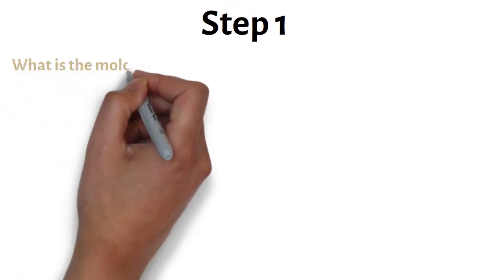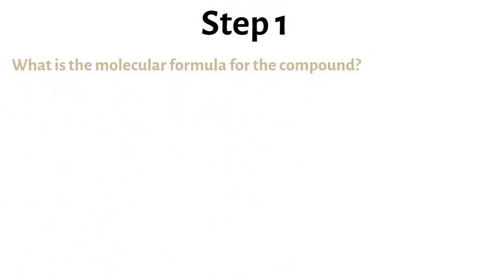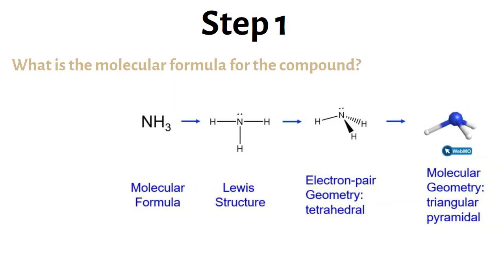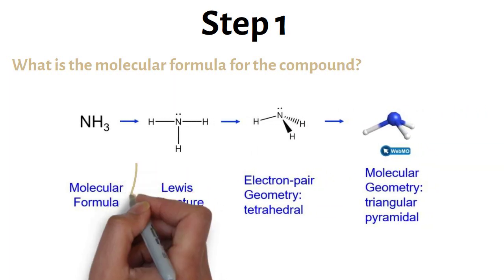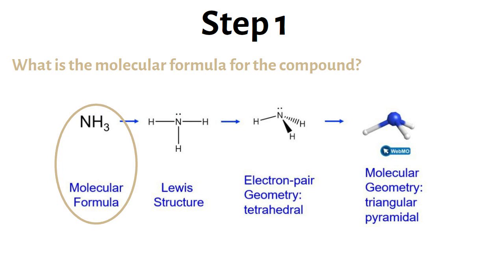The first step in finding the molecular weight is to know which compound you're investigating. The first example is asking for the molecular weight of ammonia, and the molecular formula is NH3.